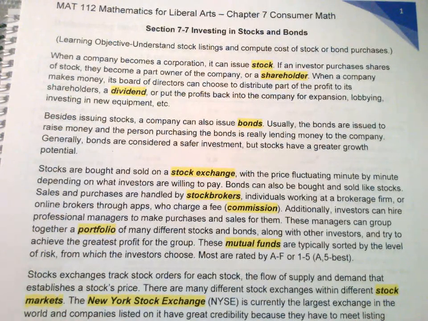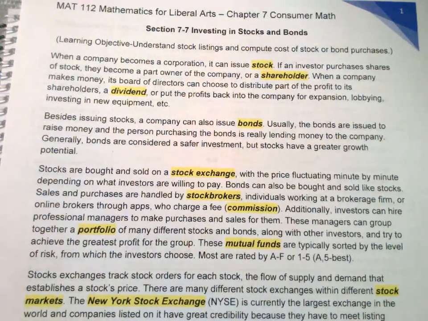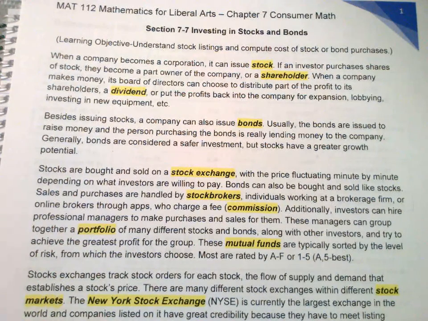These managers can group together a portfolio of many different stocks and bonds along with other investors and try to achieve the greatest profit for the group. These are called mutual funds, and they're typically sorted by the level of risk from which the investors choose. They also can be rated. A5s are the best. So there are stock exchanges to track these stock orders for each stock.